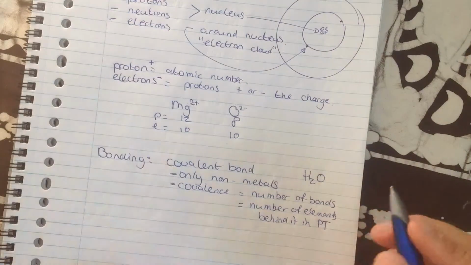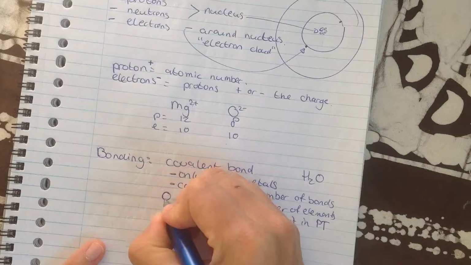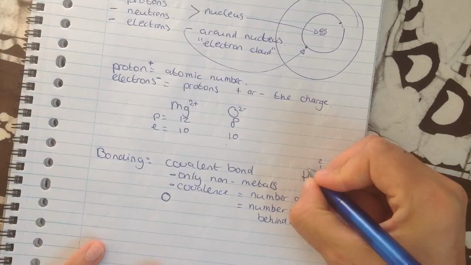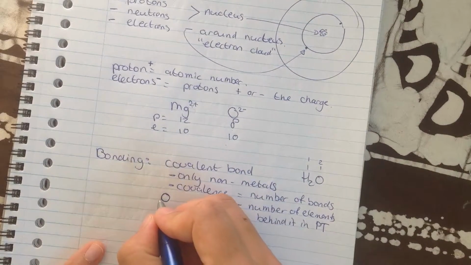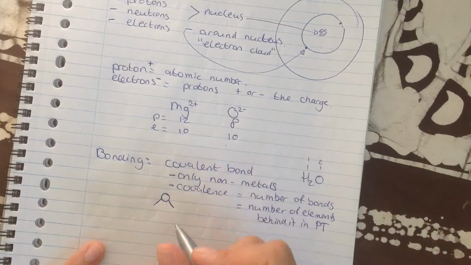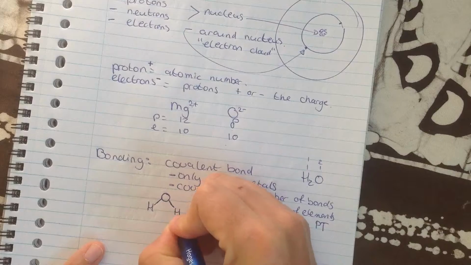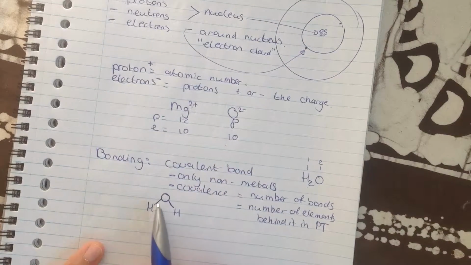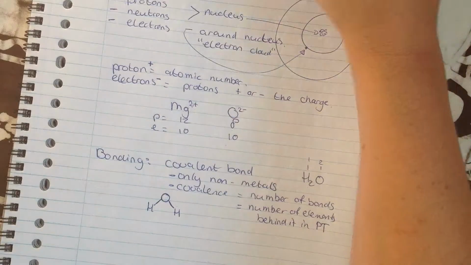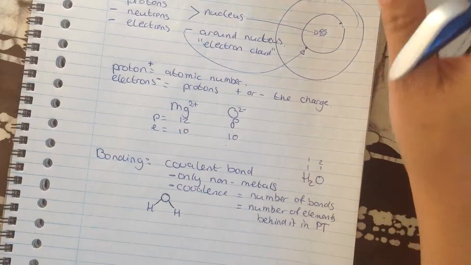So if I'm going to draw water, I take the O first because it has the highest covalence. We just found out that it has covalence 2, so it has 2 bonds. Hydrogen only has 1 bond, so I can just put a hydrogen here and a hydrogen here. Now O has 2 bonds and each hydrogen has 1 bond, so my covalence is correct. This is something you can do with all elements that are only nonmetals.